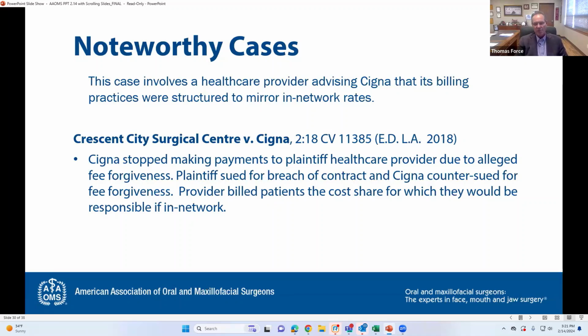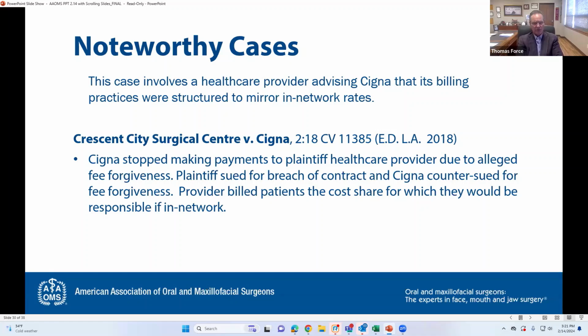This case involves a healthcare provider advising Cigna that its billing practice was structured to mirror in-network rates. I see this all the time. We're not going to bill the out-of-network cost share. We're going to bill the in-network cost share. That's fee forgiveness, ladies and gentlemen. If the in-network cost share is $100 and the out-of-network cost share is $5,000, and you're billing the patient an in-network cost share of $100, you're fee forgiving $4,900.